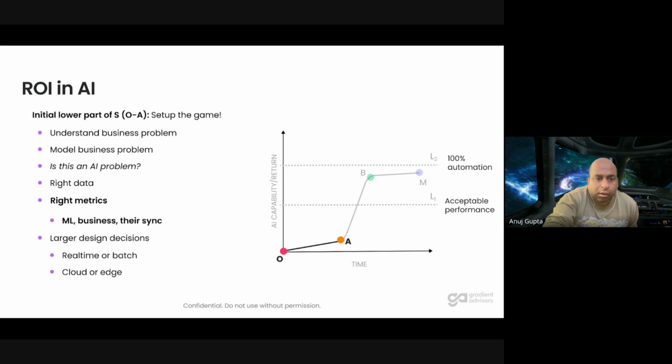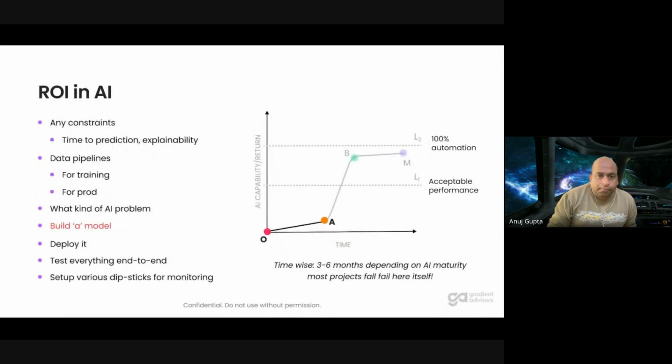Okay, then you have to look at larger design decisions, right? Whatever problem you're solving, does the system have to be real time? Can it be batch? Does your compute have to be cloud or on edge? Do you have any other constraints that the problem has, where maybe you're working in a domain where you're told upfront that the prediction must happen in 0.1 seconds, because if it does not happen in this much time, xyz can happen? Or maybe you're working in a domain where, no matter what prediction happens, explainability is a key part of it.